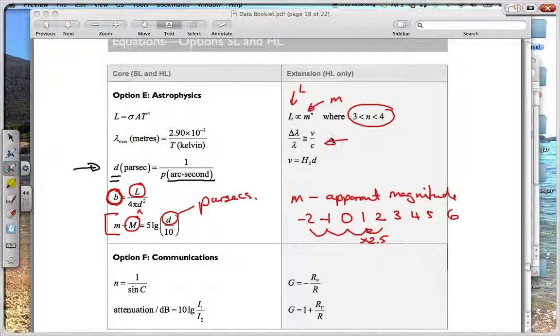This is looking at the Doppler effect, where delta lambda is the shift, as I've discussed in one of the videos, the shift in the wavelength due to the Doppler effect. And this is the actual wavelength, and this gives us the recessional speed, how fast that galaxy or star is moving away from the Earth, and this is the speed of light. And we can put this into our v.